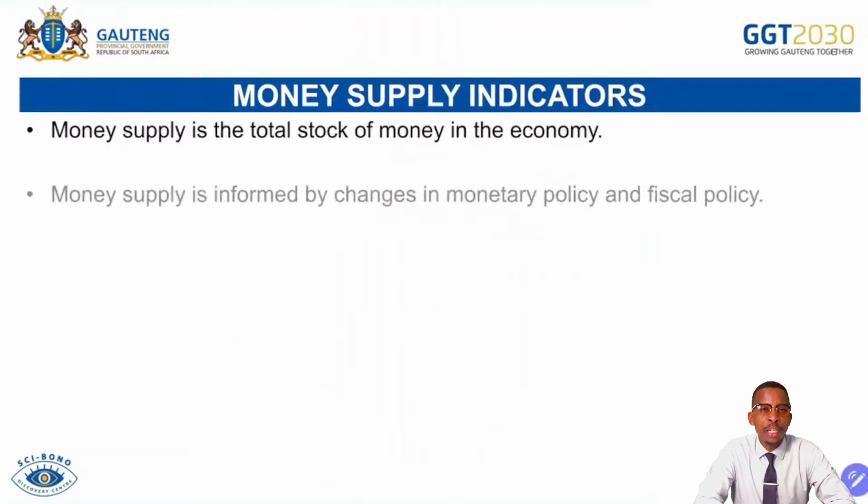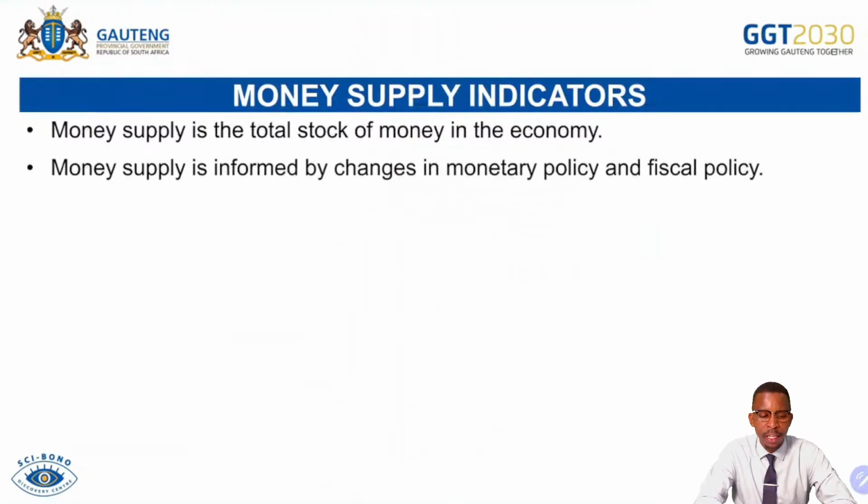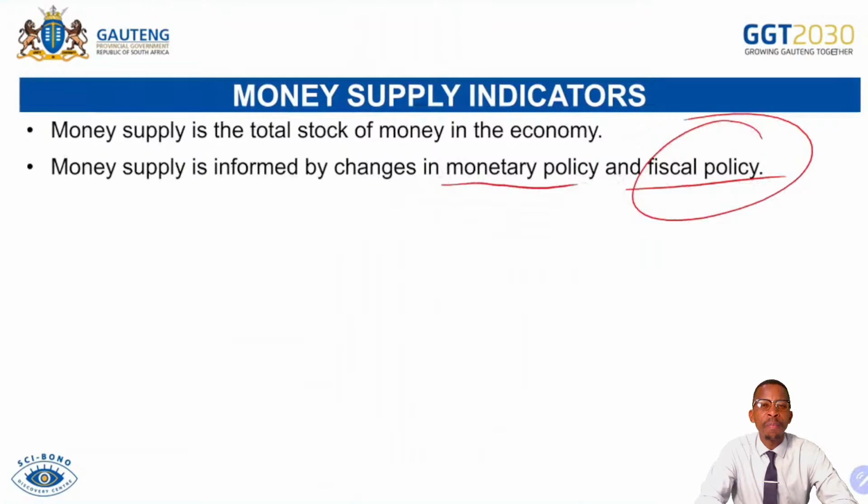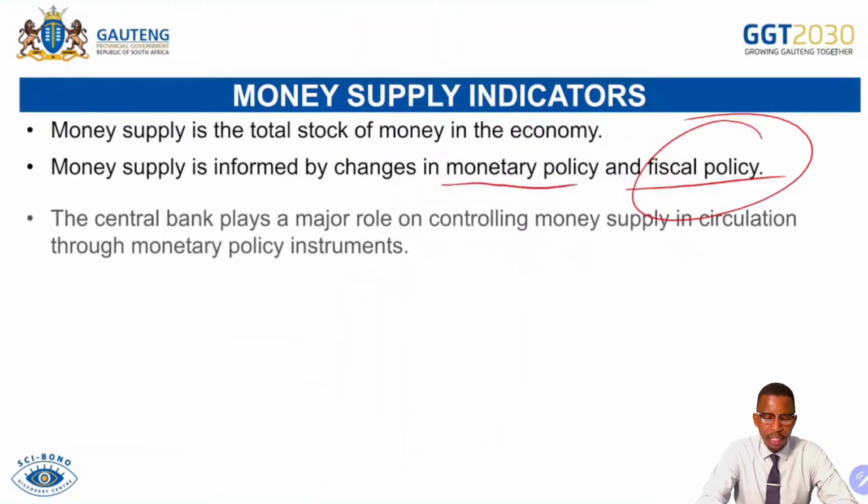Remember, money supply is the total stock of money or circulation of money in the economy. Money supply is informed by changes in monetary policy and fiscal policy. Whenever the monetary policy has been implemented expansionary, there will be more money supply. If it's implemented restrictively, there will be less money supply. Same thing applies with the fiscal policy. If ever the government intervened by expanding policy through expansionary measures, there will be more money supply. But if ever it's becoming more restrictive, there will be less money supply.